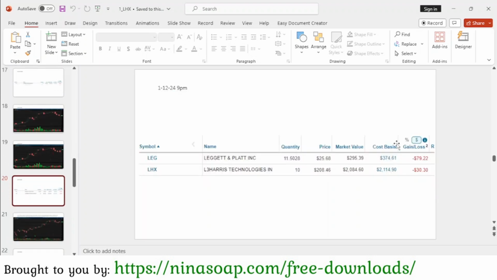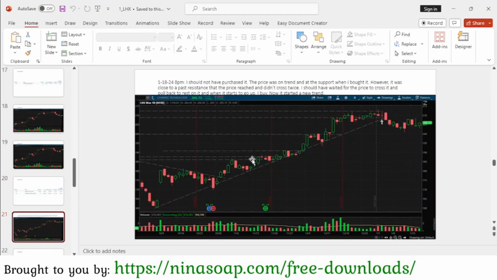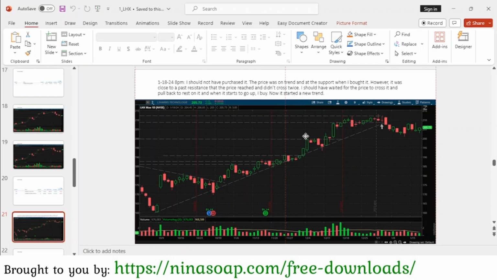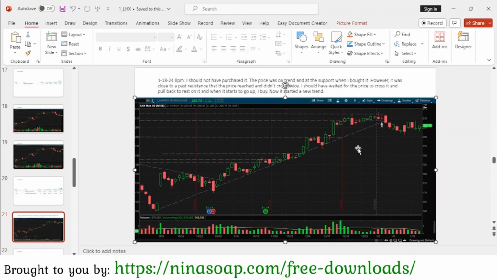At that point, it was $30 negative. The top one was the dividend stocks that I purchased in 2023. That is in green and is paying dividends. So that LHX that we are working on, $30 negative. And on this one I made a note that I shouldn't have purchased it. I made a note to myself related to what I was seeing.